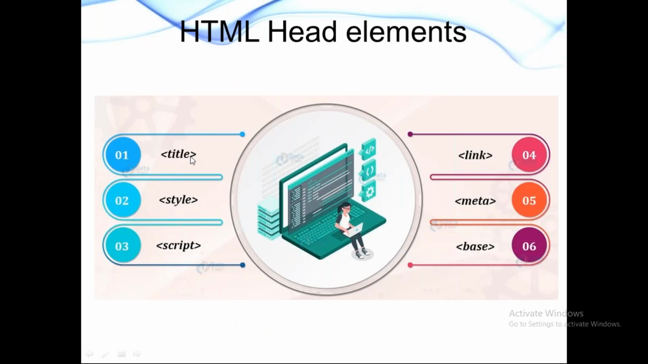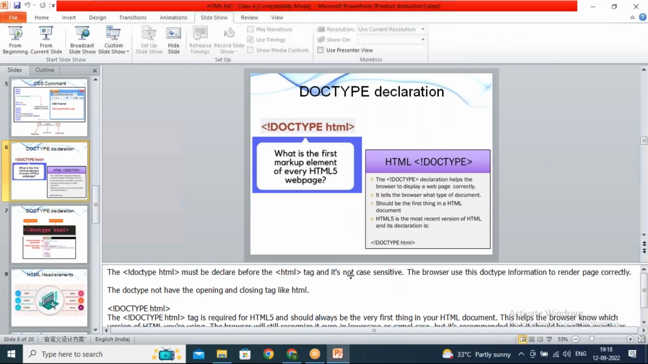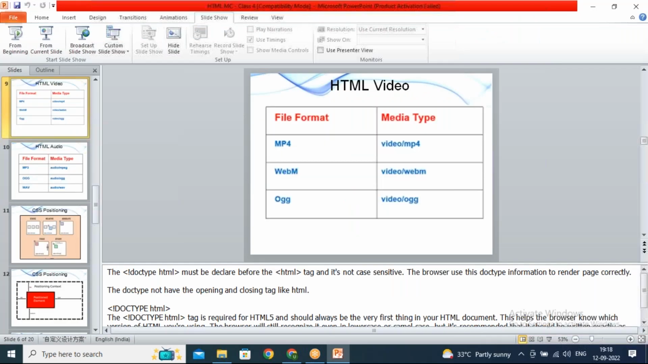So in the HTML head tag, you can give title, style, script for writing JavaScript code, then the link to link an external style sheet, meta, and then base. Next, let us see how to display a video and then an audio in an HTML page.